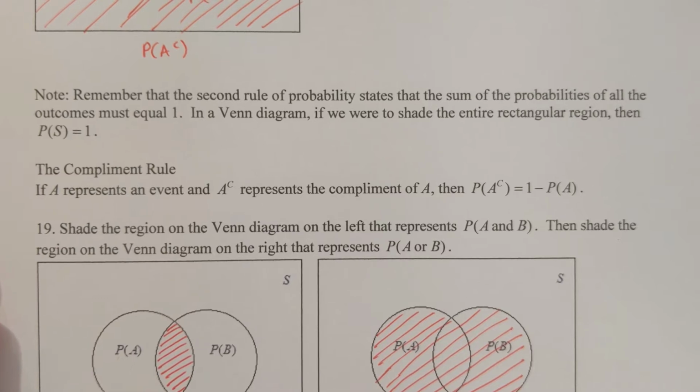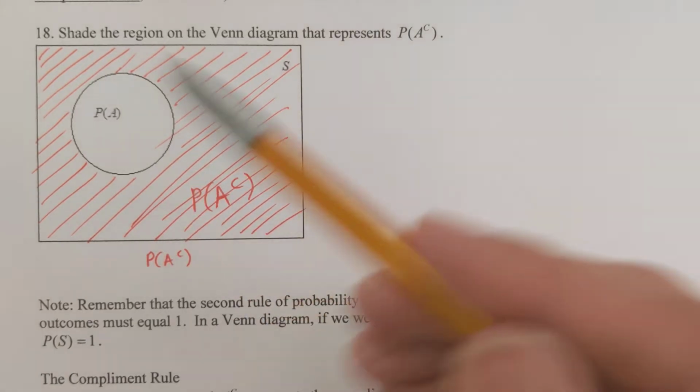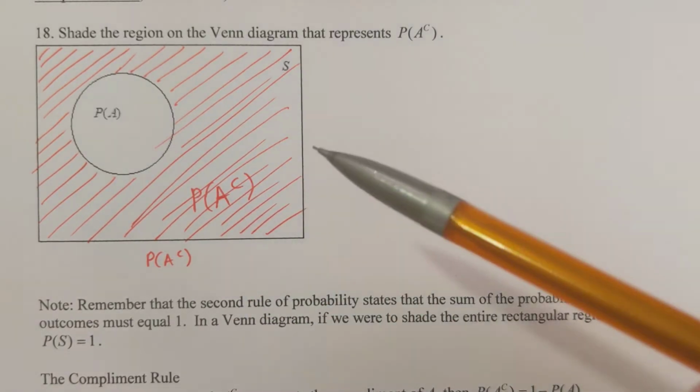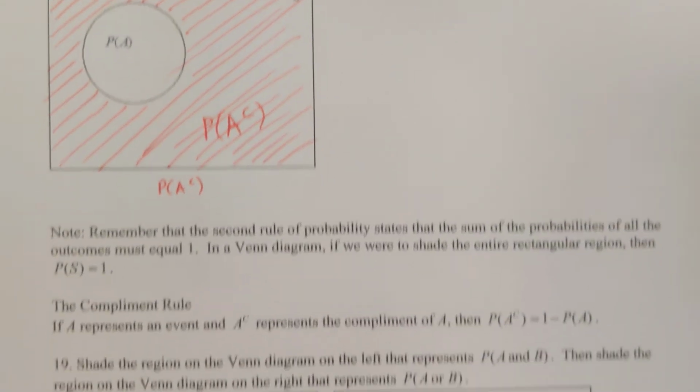As a note, remember that the second rule of probability says that the sum of all the probabilities of all the outcomes must equal 1. Okay, in a Venn diagram, if we were to shade the entire rectangular region, the probability of the sample space would be 1. So if I were to shade this entire rectangle, the probability of me being in the shaded region would be 1, or there'd be a 100% chance that I'd hit a shaded region if the whole thing was shaded.